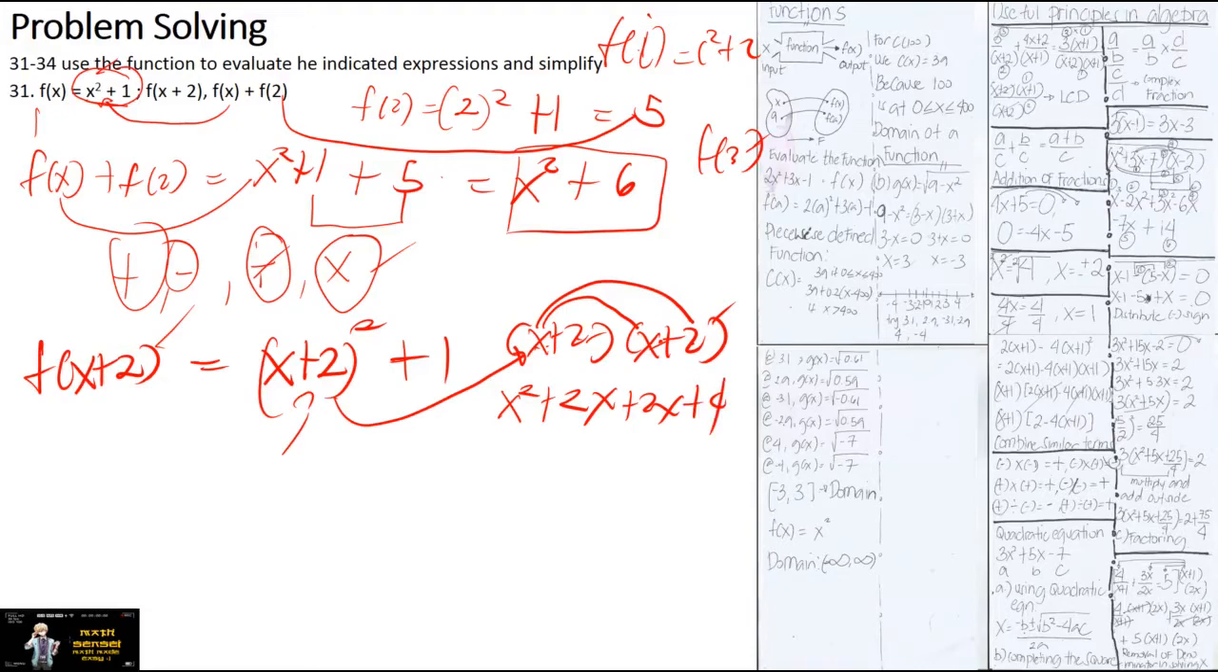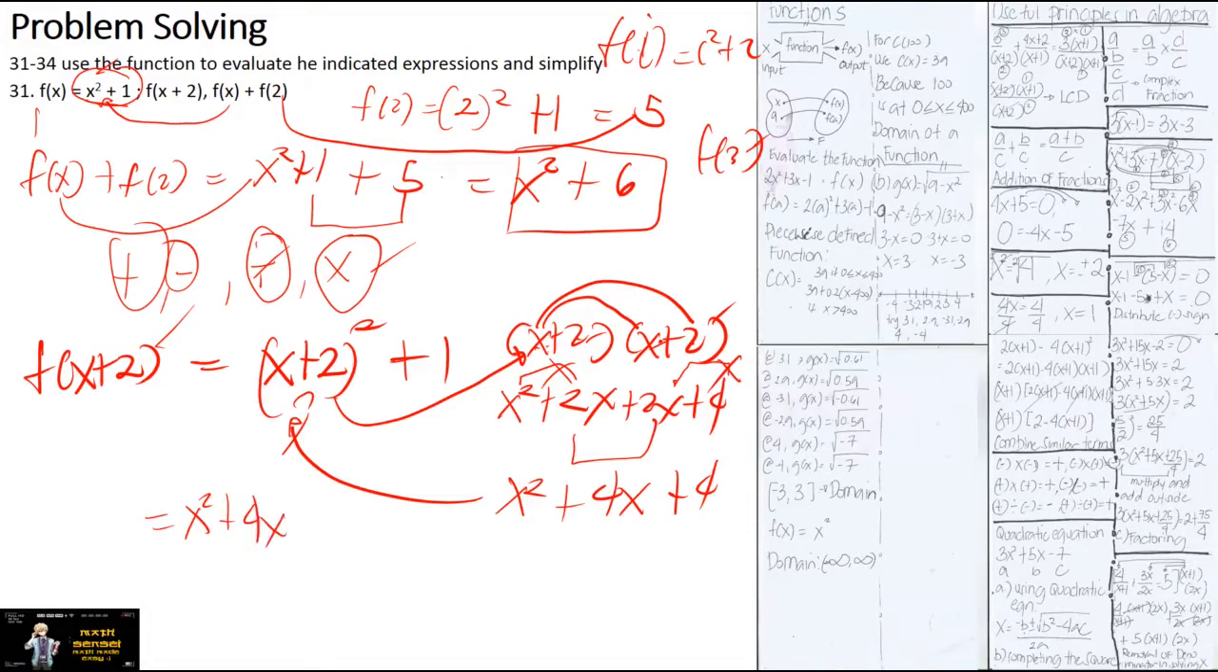Combine similar terms, pwede mo bang pag-combine ito? No, kasi magkaiba kayo ng exponent. Ito namang constant, pwede mo bang i-add din ito? Siyempre hindi, kasi yung isa may variable, yung isa wala. Huwag sanang kalimutan. 2x plus 2x, that's 4x plus 4. Sa madaling sabi, ito ay magiging x squared plus 4x plus 4.